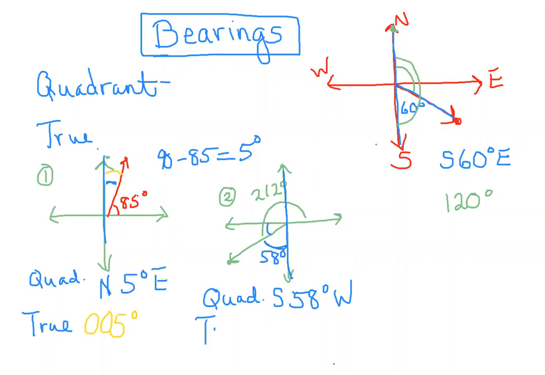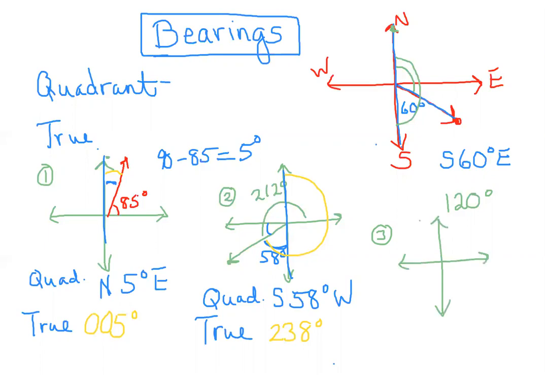And our true bearing is going to be from the north all the way clockwise. So we're going to start here, and we're going to go all the way to our vector, and that's going to be 180 plus 58, and so we get 238 for our true bearing.